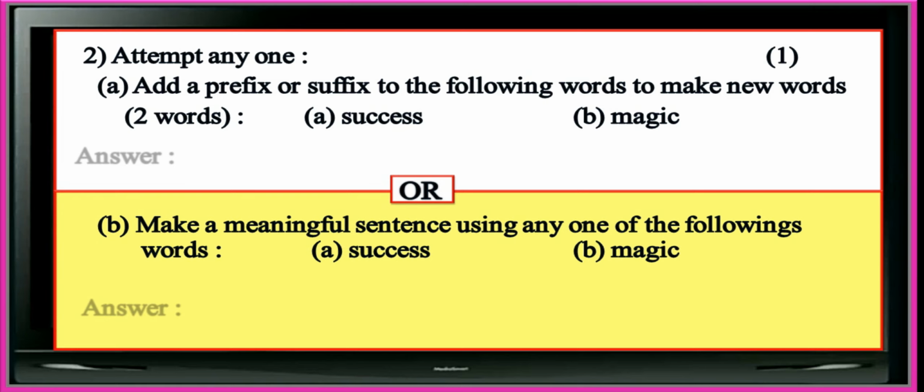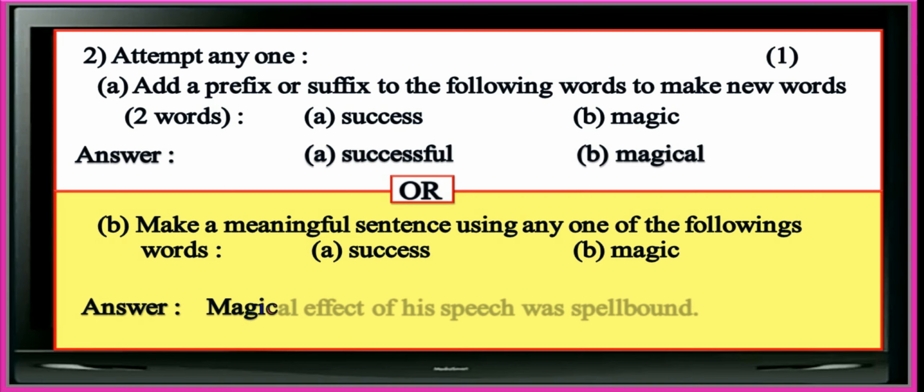Second, add a prefix or suffix to the following words. A. Success. B. Magic. Answer: successful, magical. Magical effects of his speech, was spellbound.